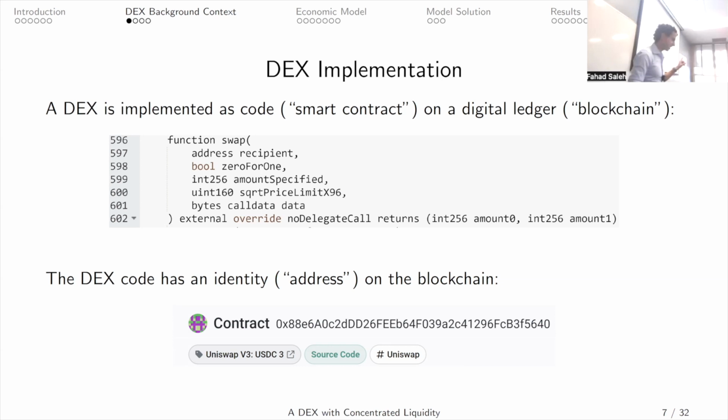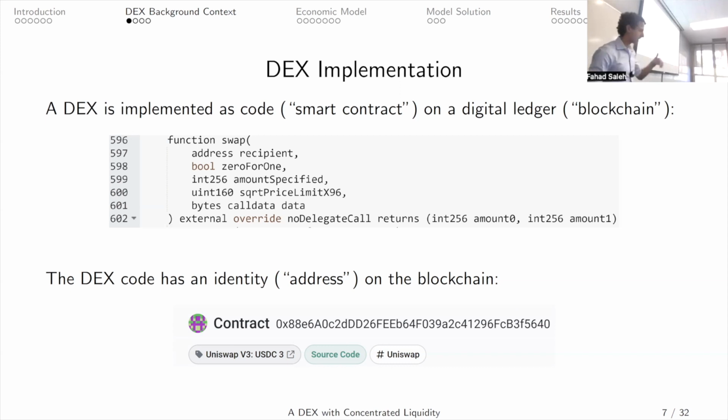Well, it turns out the way the system is set up, this chunk of code has an address. And in fact, I've screenshotted the address too, which looks like gibberish. But the point is, it is an address, which means it's effectively a point of contact. So for those of you who set up digital wallets, you have addresses. The interesting thing about Ethereum is that not only can people have addresses, but chunks of code can have addresses.